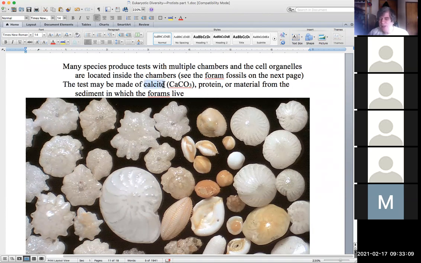Now, the tests themselves can be made of calcite, which is a type of calcium carbonate. They can be made of protein, or in some of these foraminiferans that live at the bottom of lakes and oceans, they're actually made from small particles that are found in the sediment where they live.